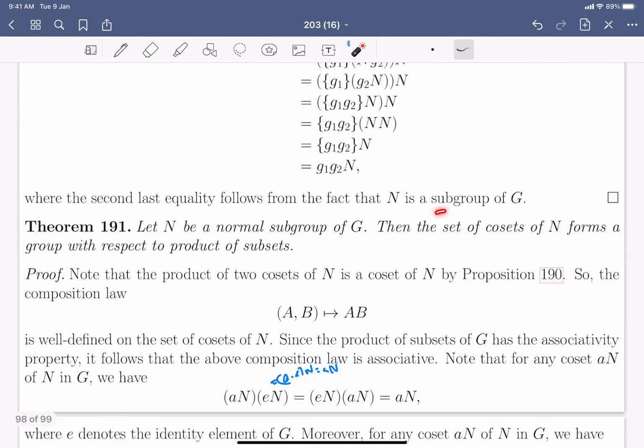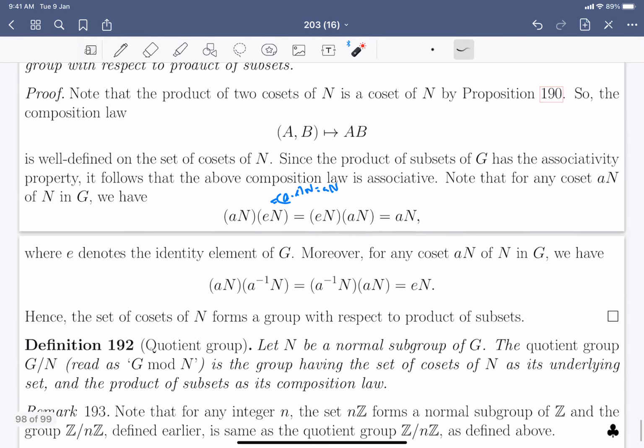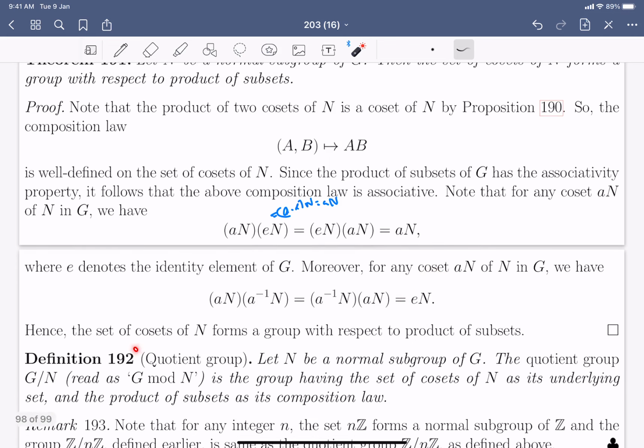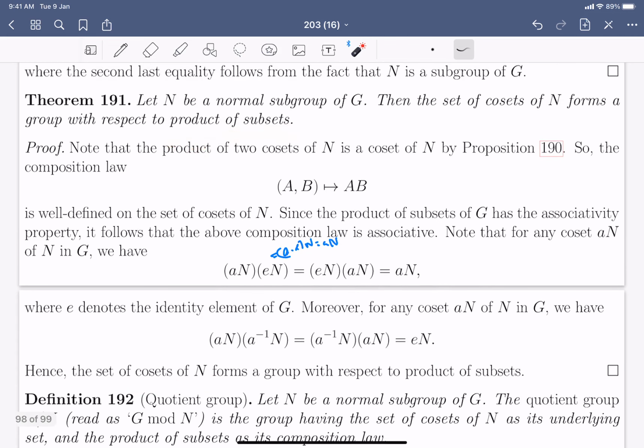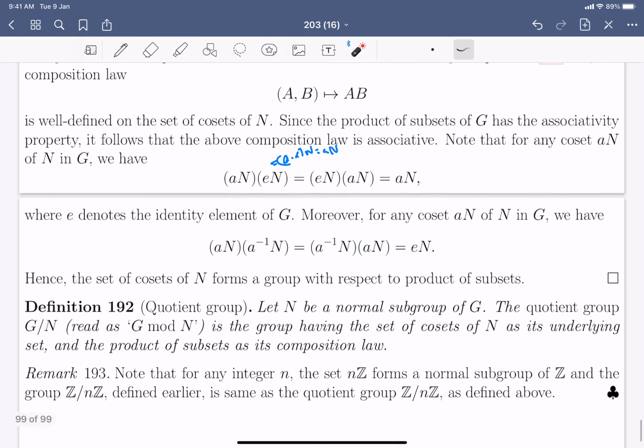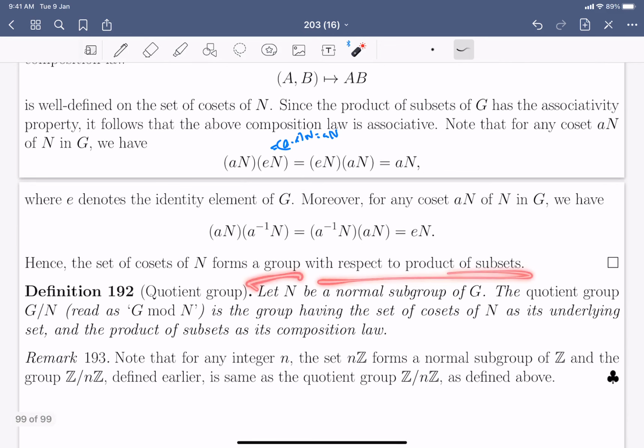element of this set, and the set consists of the cosets of n. So if you take an element, that is a coset. So if you take this an, then an multiplied with a inverse n, or if you take a inverse n and multiplied with n, you end up getting en. Okay. So we see that the set of cosets of n with respect to this notion of products satisfy all the defining criteria to be a group. So we conclude that this is a group with respect to product of subsets.